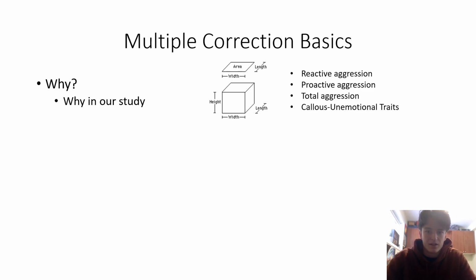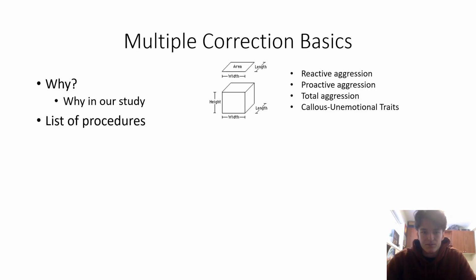So why did we do it in our study? The study that I'm involved with was investigating the surface area, volume, and thickness correlates throughout the brain with a variety of different measures of aggression and callous and emotional traits. So you can imagine those three measures of brain size and all of these measures of aggression and callous and emotional traits. We were doing a lot of comparisons, so it was necessary for us to correct for multiple comparisons.